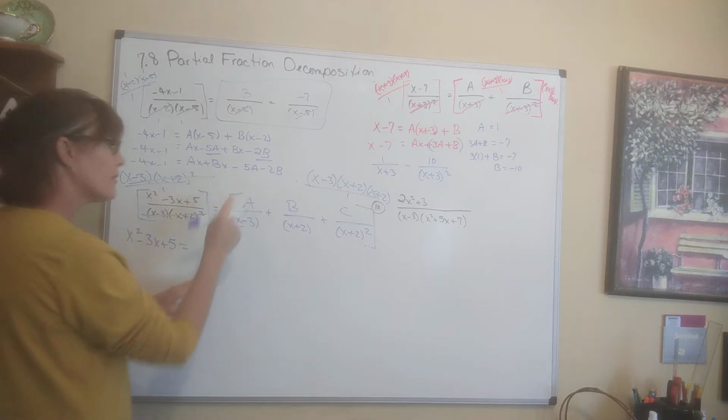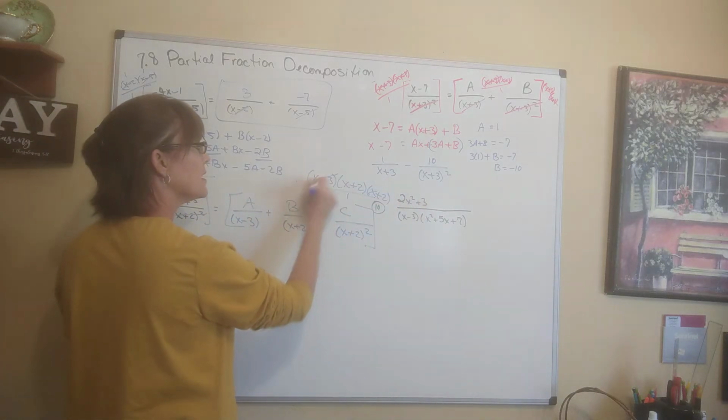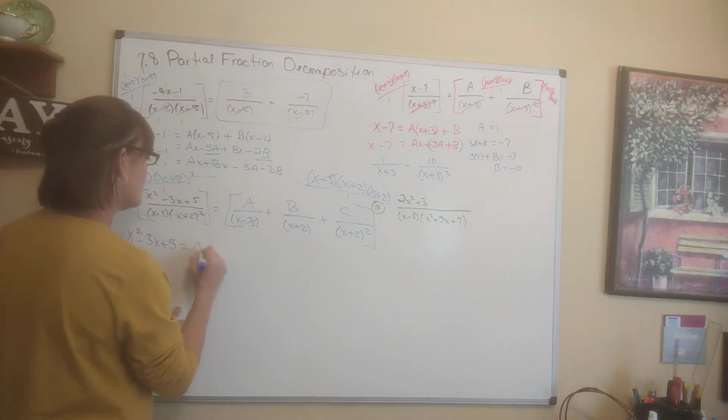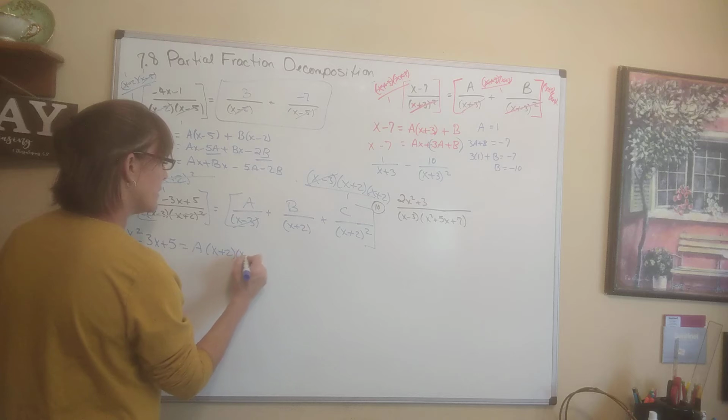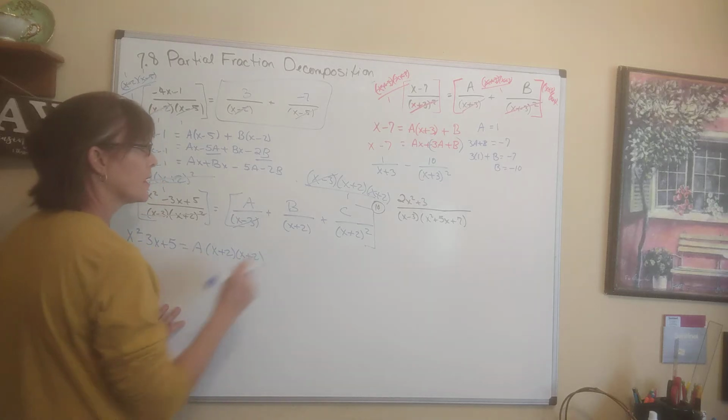On the right, a over x minus 3 times all of this. Just the x minus 3 will cancel. I'm left with a times x plus 2 squared, which is x plus 2 times x plus 2. All right.